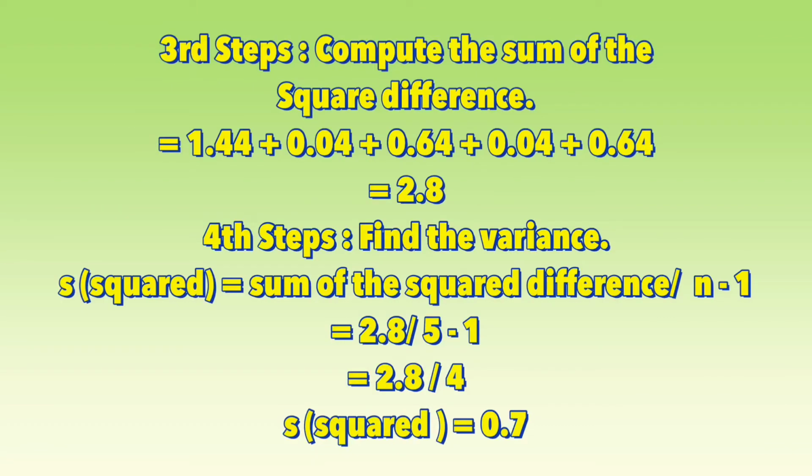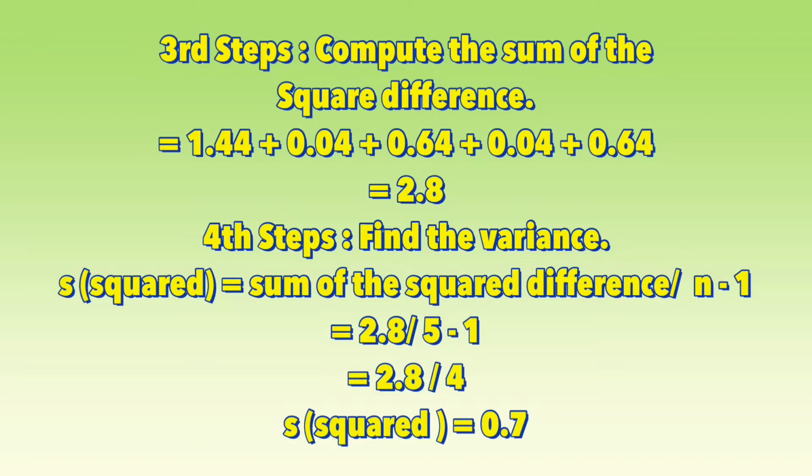The third step, we have to compute the sum of the squared differences. The squared differences are 1.44 plus 0.04 plus 0.64 plus 0.04 plus 0.64. These came from the second step. Then we add them, and the total is 2.8. The next step is to find the variance.